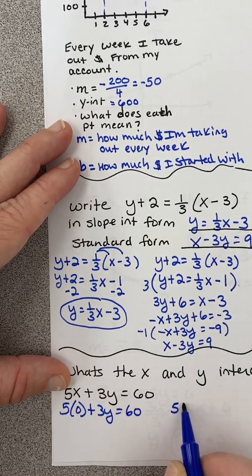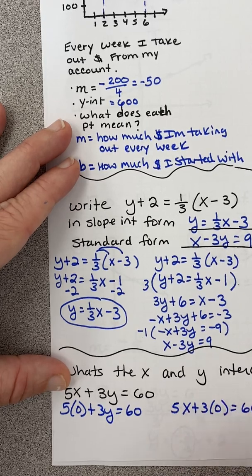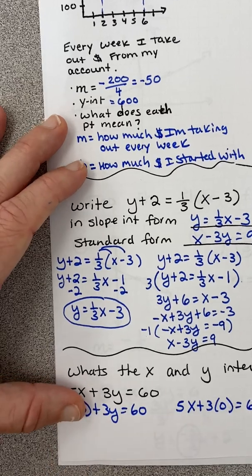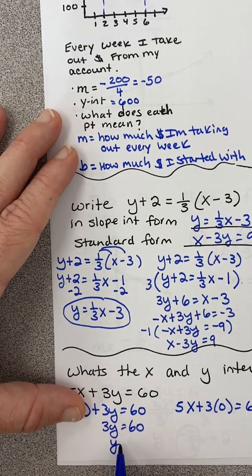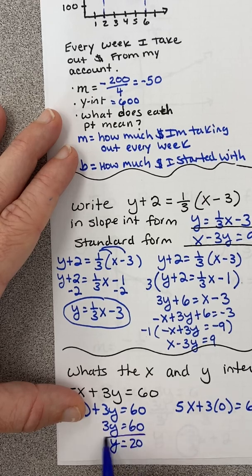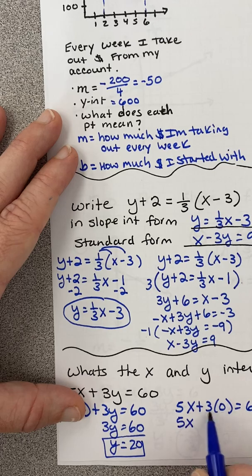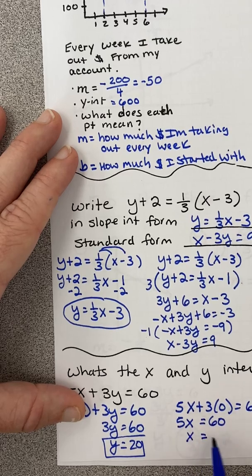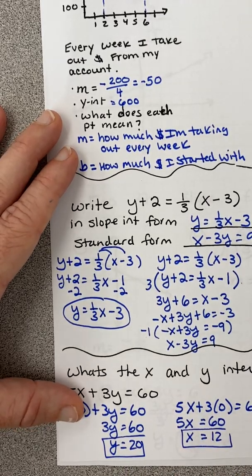This is when I make both equations. One with this, I plug the 0 in for the x, the other one I plug the 0 in for y. So I'm going to solve this. 5 times 0 is 0, so that's going to cancel out. 3y equals 60, so y equals 20. 5x, 3 times 0 is 0, so 5x equals 60. Divide both sides by 5, and I get 12. So my y-intercept is 20, and my x-intercept is 12.